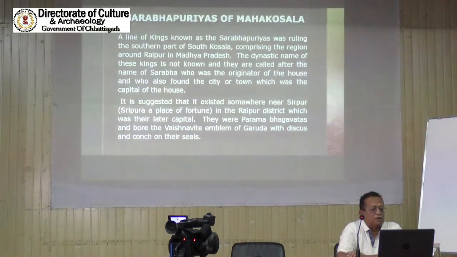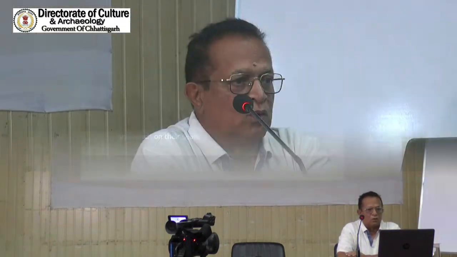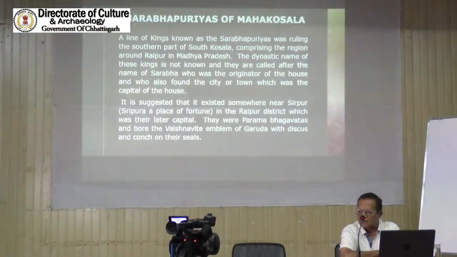The dynastic name is not known, but I presume it is like this. They are called by the name Sharabha, who is the originator of the house and also founded the city which was the capital of the house. So it is suggested it exists somewhere near Sirpur. I don't know pointedly whether we have been able to locate Sharabapura in the present context. I don't know whether we have, but they say like that. And Sirpur, as you well know, is Sripura, a place of fortune, wealth. Sripura is Sirpur. As yesterday I was telling, Adabara, that is Ashtad, as one of our participants told. So many Sanskritized names, due to the local people, they pronounced in their own way, so they got corrupted. Most of the names, if you look into their origin, are Sanskrit names.